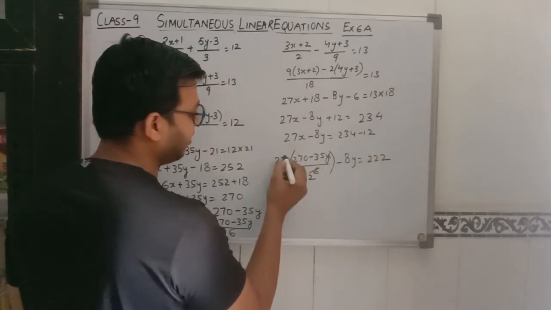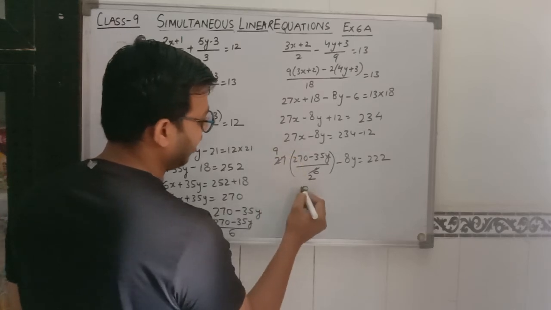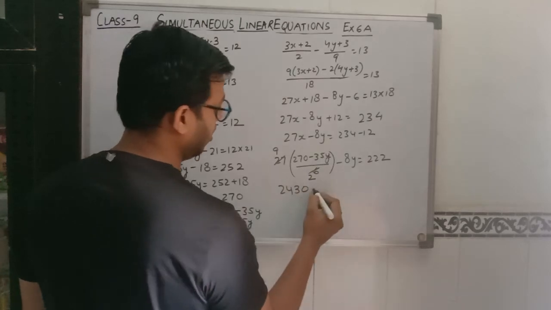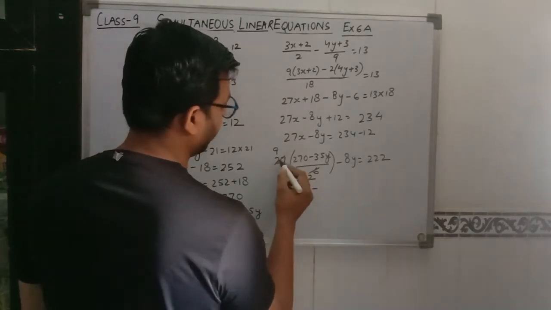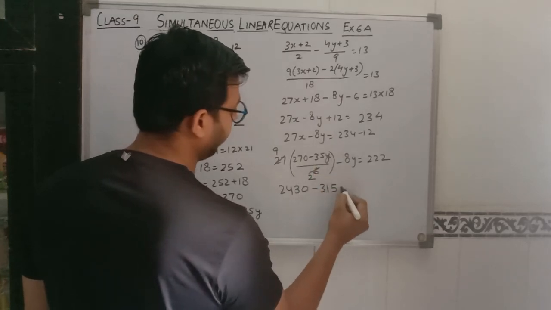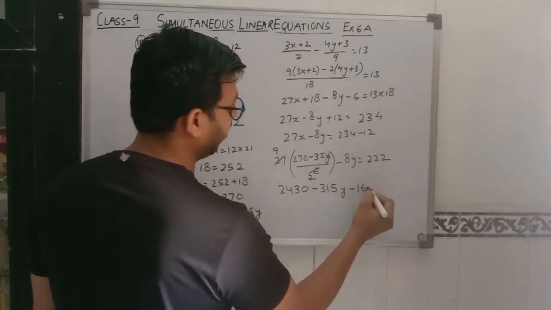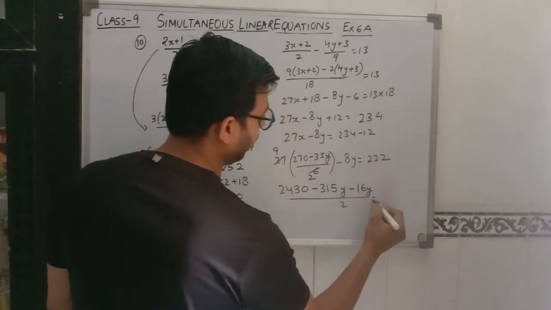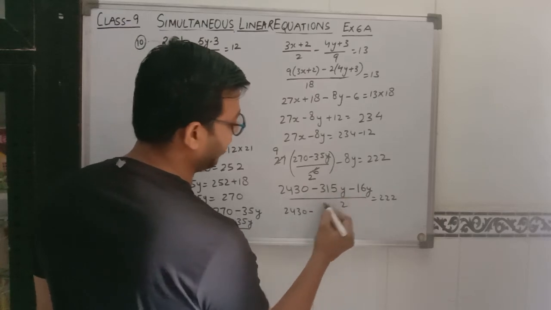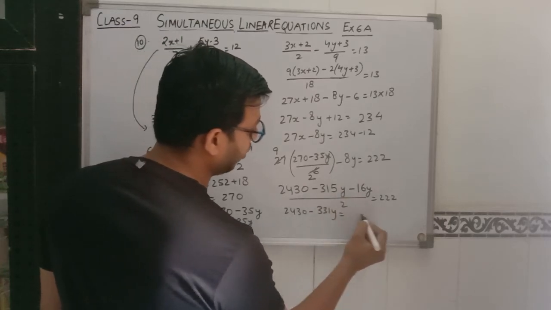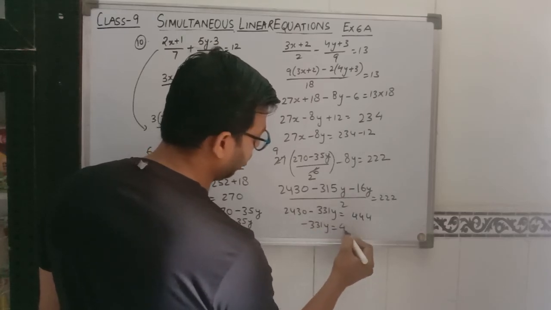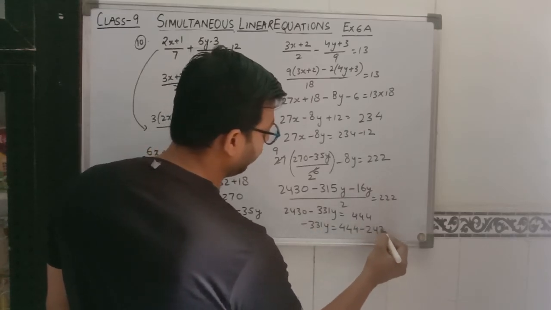Now 3 times 2 is 6, 3 times 9 is 27, so multiply by 9. 9 times 0 is 0, 9 times 7 is 63, 6 carry, 9 times 2 is 18 and 6, 2430 minus 9 times 5 is 45, 4 carry, 9 times 3 is 27 and 4, 315y. After taking LCM it will become 16y upon 2 is equal to 222. 2430 minus 315y minus 16y, it will become 331y, is equal to 444. So minus 331y is equal to 444 minus 2430.